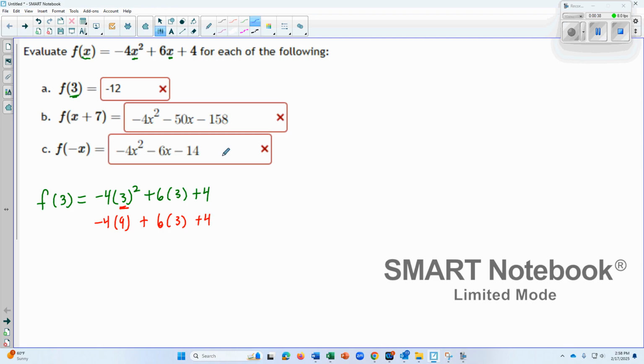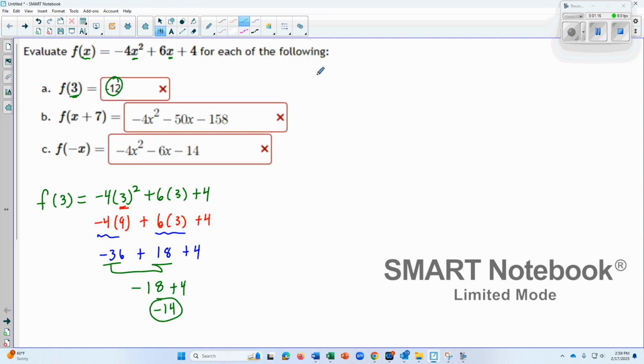Then our next is to multiply or divide from left to right. So we'll go ahead and do our multiplication here. So let's see, we get -36 plus 18 and then plus 4. So then what we'll want to do here is -36 plus a positive 18. Let's see, that will give us, what is that, -18 plus 4, which will give us a -14. So you were probably just slightly off somewhere on that.